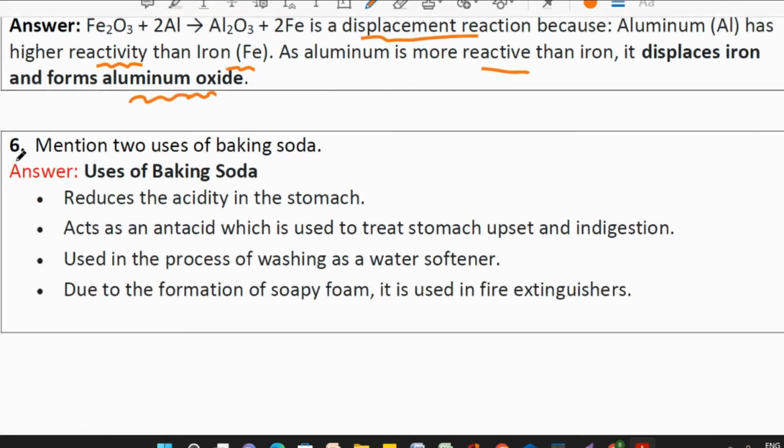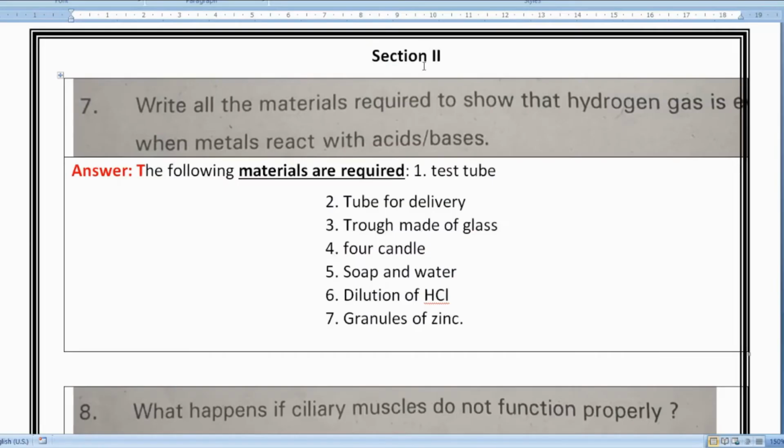We'll discuss the sixth question now. Mention the uses of baking soda. It reduces the acidity in the stomach. It acts as an antacid, which is used to treat stomach upset and indigestion. Used in the process of washing as a water softener. Due to the formation of soapy foam, it is used in fire extinguishers.